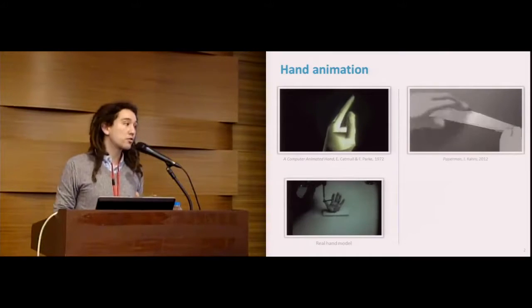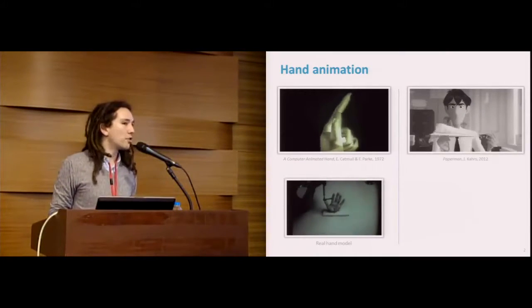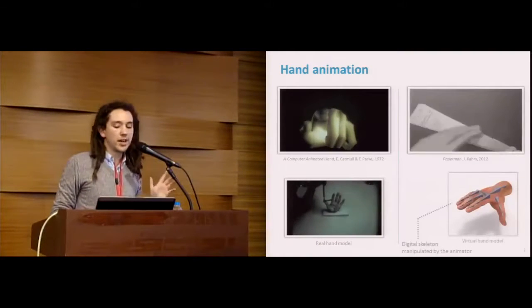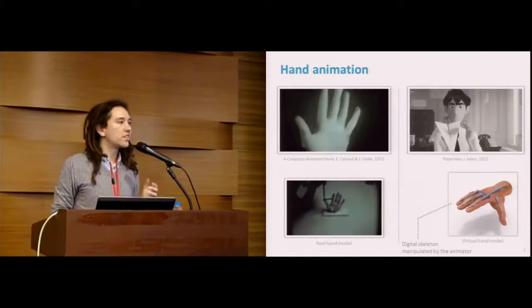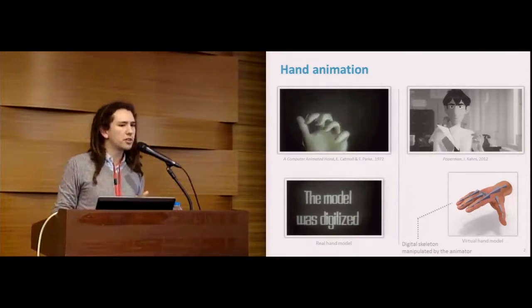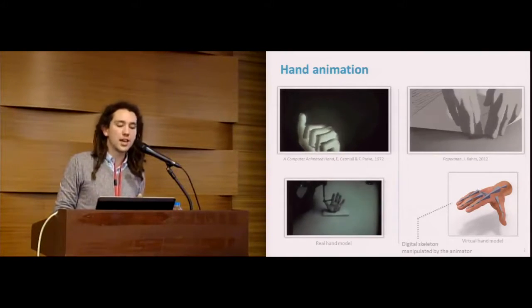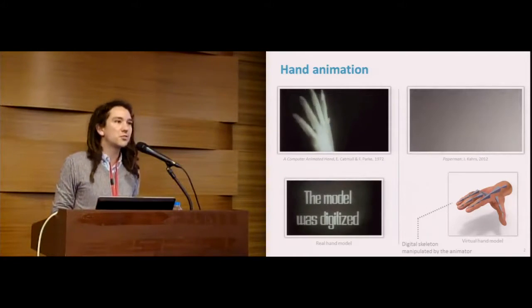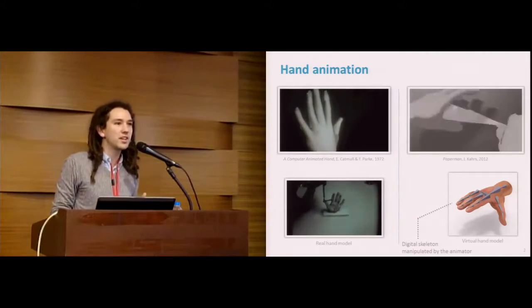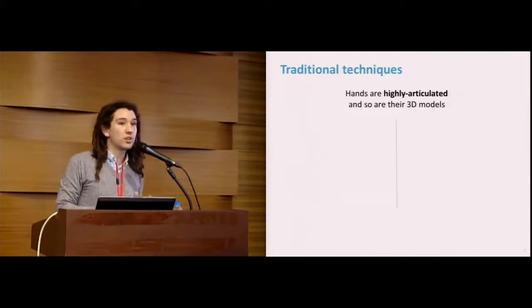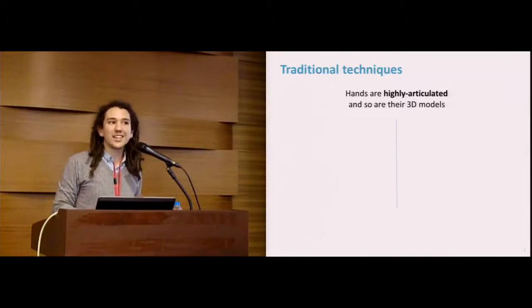But nowadays, of course, the computer animation pipeline is much more sophisticated, and in order to produce this kind of animation, generally, we instead manipulate the digital skeleton of a virtual model such as this one. So this is an improvement compared to 1972, of course, but our issue is that the usual tools of computer animation still do not fit perfectly well with the hand models we are interested in. And that is mainly because hands, as well as their 3D models, are highly articulated.